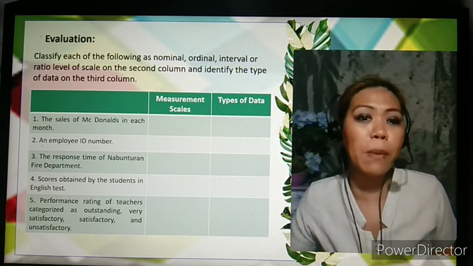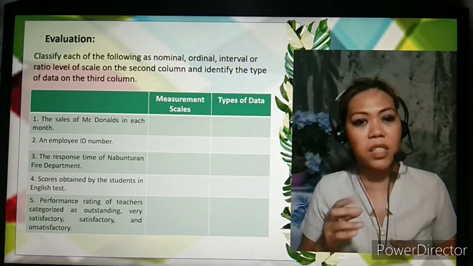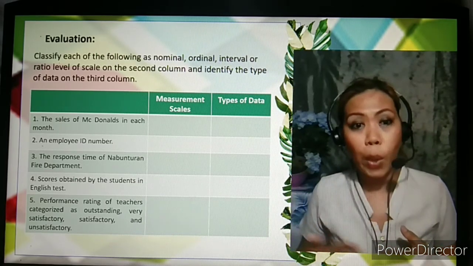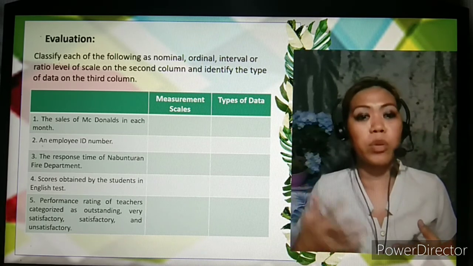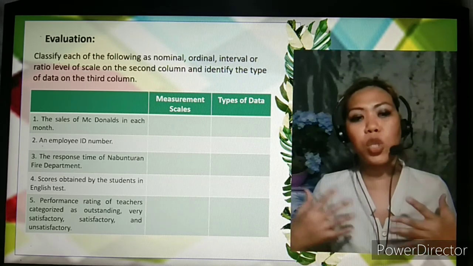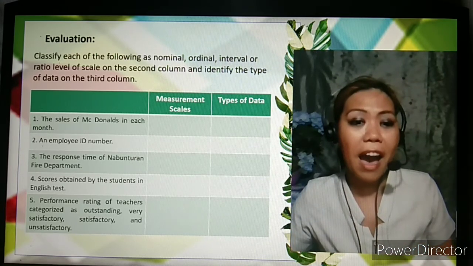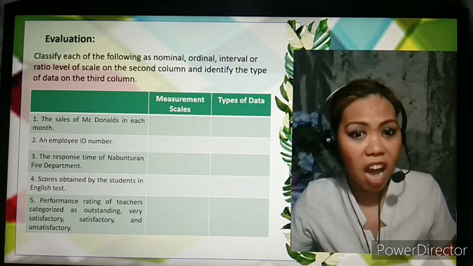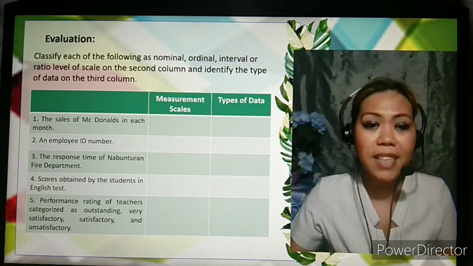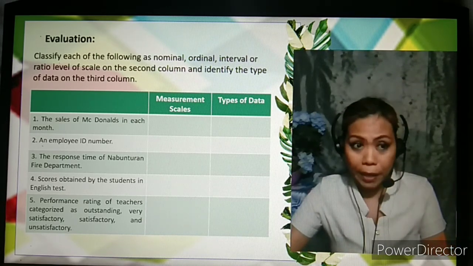Classify each of the following as nominal, ordinal, interval, or ratio level of scale in the second column, and identify the type of data in the third column. Okay, there you go. Number one, the sales of McDonald's in each month. Number two, an employee ID number. Number three, the response time of Nabunturan Fire Department. Number four, scores obtained by the students in an English test. And number five, performance rating of teachers categorized as outstanding, very satisfactory, satisfactory, and unsatisfactory.